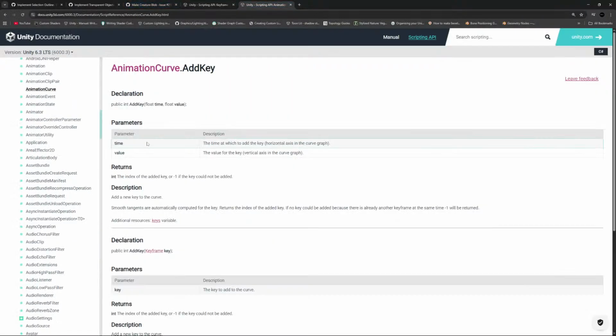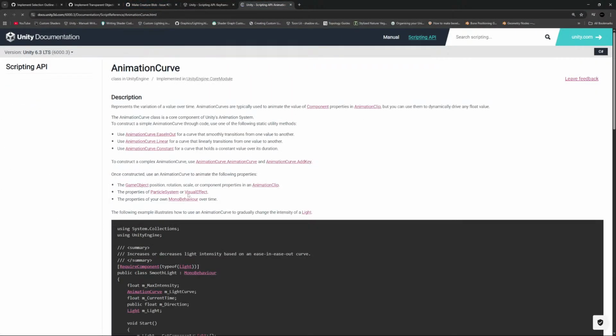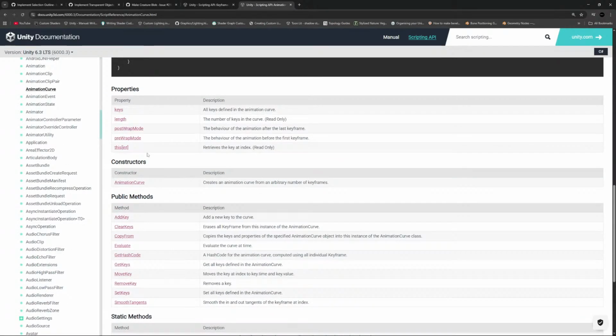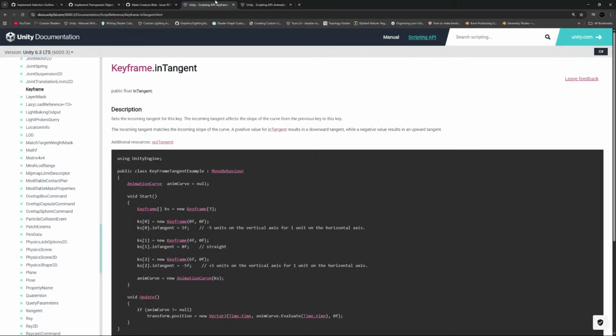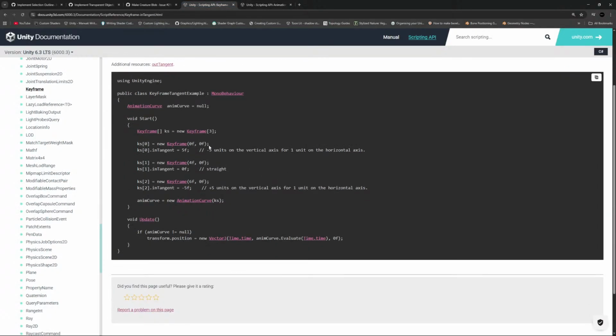Clear. Animation curve. Erases all keys from this instance. 5 units.